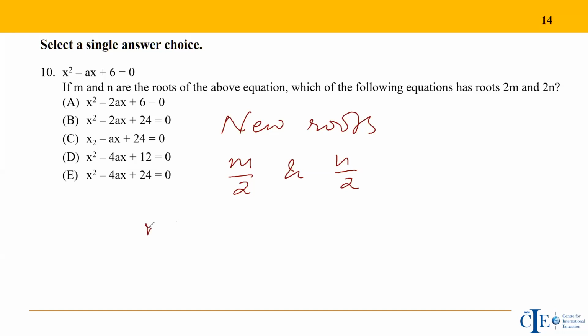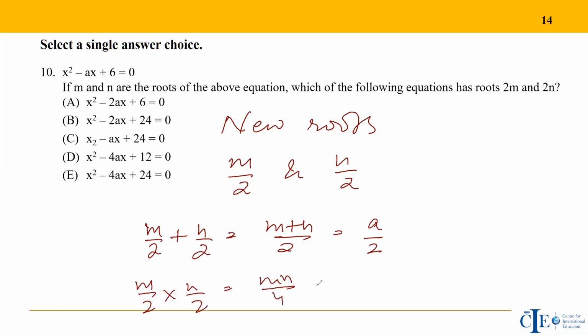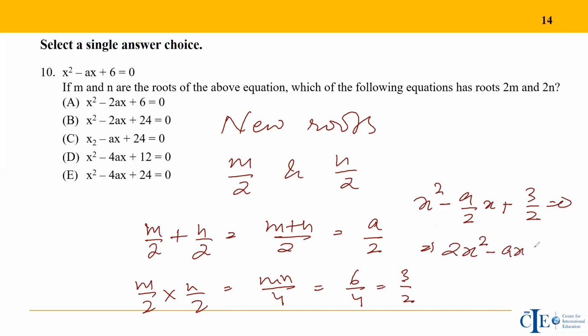So m by 2 plus n by 2 would be m plus n by 2. M plus n is a, so a by 2. And m by 2 into n by 2 would have been mn by 4, would have been 6 by 4, which is 3 by 2. mn is 6, right? So the corresponding equation that we'll get would be x square minus a by 2 x plus 3 by 2 equals to 0. So multiply that by 2 because we don't keep it as a fraction. So 2x squared minus ax plus 3 equals to 0. So this is still easier.